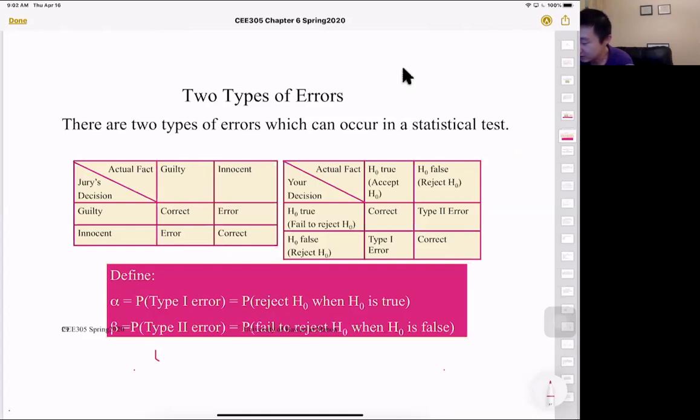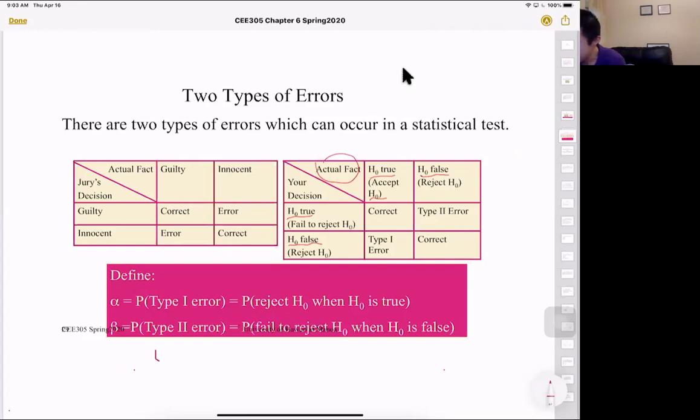So this is, for example, the actual fact could be that H0, the null hypothesis, is true. If that's the case, we're going to accept H0. Or H0 actually is false. But the decision, the conclusion of our calculation, could also be either H0 is true or H0 is false. If H0 is true, we say we fail to reject H0.